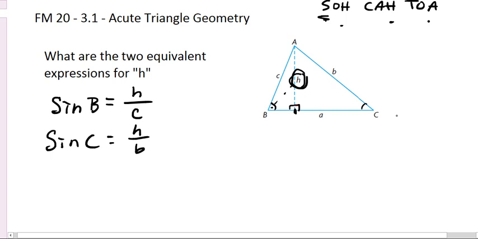Let's solve for H in each of these equations. Let me bring this one down here, and we'll bring this one down here. So if I were to isolate H in this one, what would H be equal to?